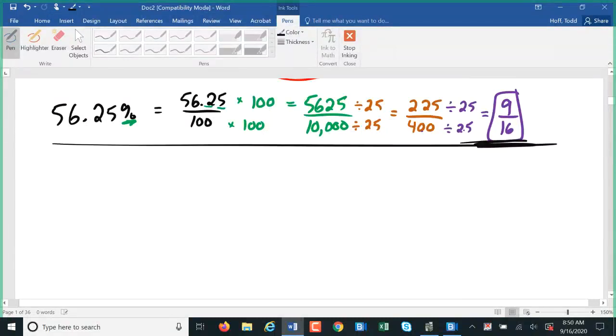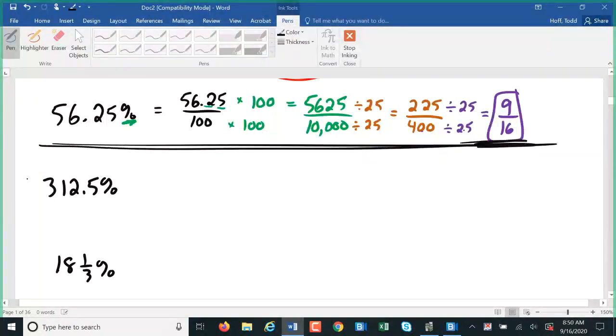I'm going to have you guys try a few here. Let's do 312.5% and 18 1/3%. Convert those two to fractional form. I'll give you a couple minutes.